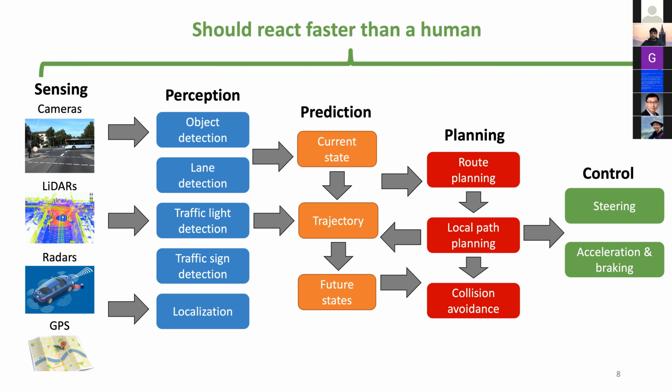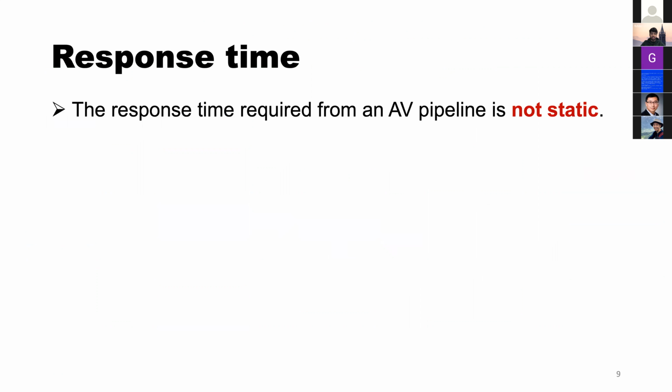However, one key aspect of the pipeline is that it needs to be able to react faster than a typical human would in a similar situation in order to be more responsive than humans and provide a safer ride. While the average human response time is about a second, there is no clear consensus on what the end-to-end response time of this entire pipeline should be. This is fundamentally because the response time required from an AV pipeline is not static and varies based on both the environment that the vehicle is driving in and its driving speed.